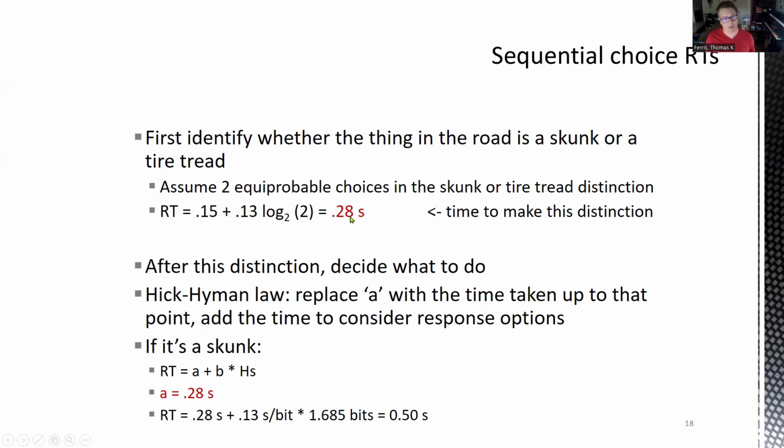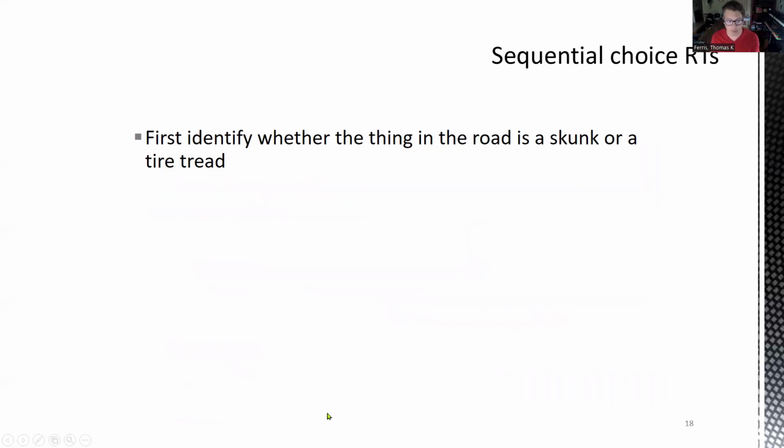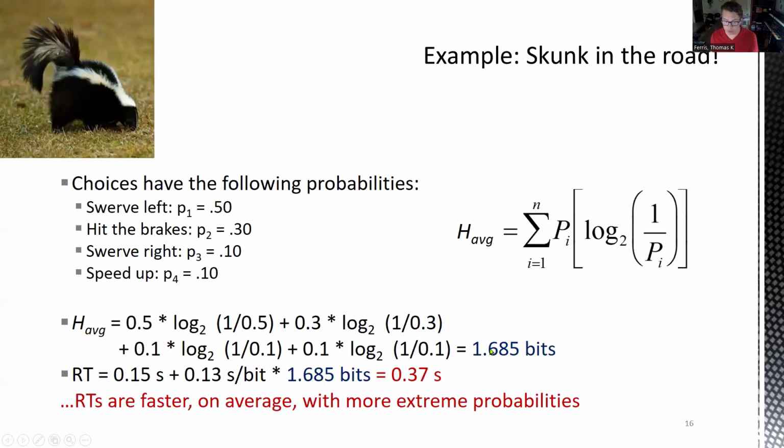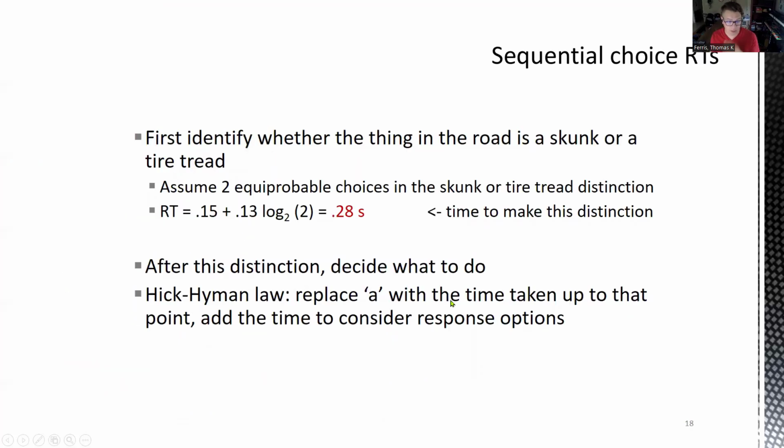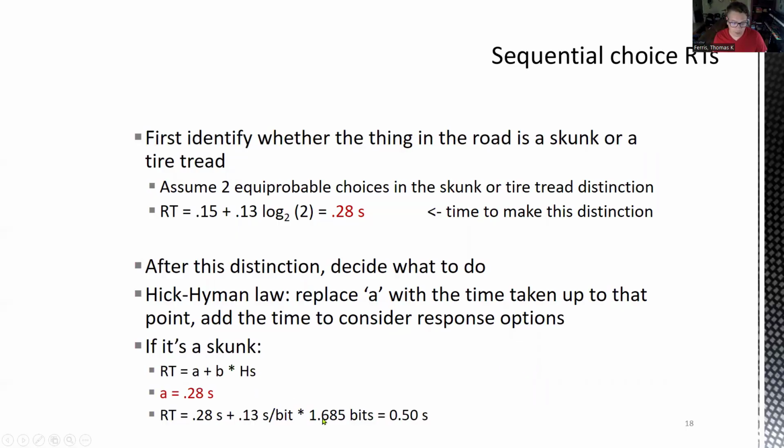And so 0.28 is how long it took me to get to the thinking time about my 4 options. So then 0.28 goes there, 0.13 I multiplied by the expected information gained, which comes from this one, 1.685 bits, the average information or expected information. And there we go, plug it all in. Now I get 0.50 seconds. So you can chain these things together, sequential sorts of cognitive activities, and it will work with the Hick-Hyman law as well. All right, that's it for this topic.